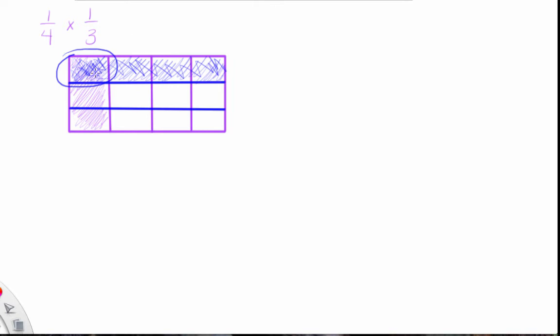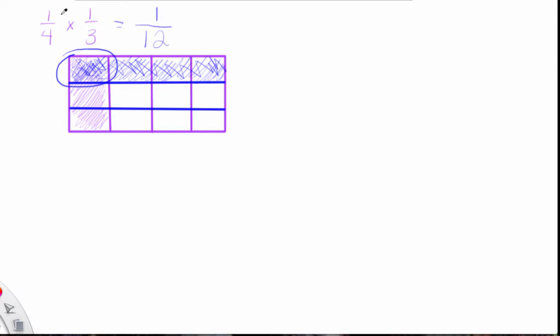And our total number of parts isn't thirds or fourths anymore. We have 1, 2, 3, 4, 5, 6, 7, 8, 9, 10, 11, 12 parts. So 12 is now our denominator because when we divided it into fourths, then when we divided it into thirds, we ended up with 12 parts. And where they overlap, we have 1/12 that overlaps with the 1/4 times 1/3.